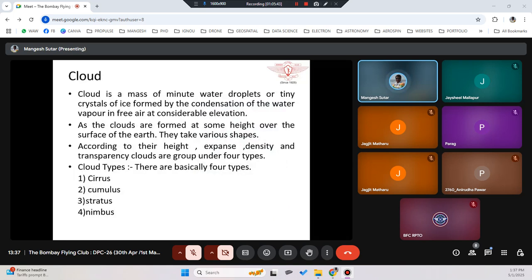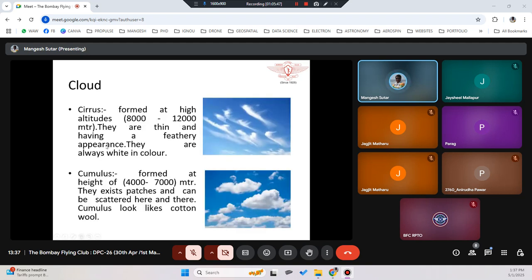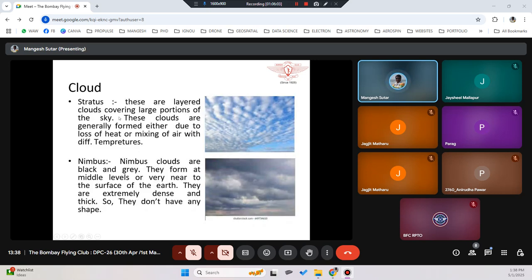Okay, clouds: four types of cloud: cirrus, cumulus, stratus, and nimbus. So cirrus is feathery in appearance, white in color, at 8,000 to 12,000, whereas cumulus is at 4,000 to 7,000, exists in patches scattered here and there, and looks like cotton wool. Okay, stratus are layered clouds covering a large portion of the sky, formed due to the mixing of heat with cold air. So different temperatures cause the stratus clouds.